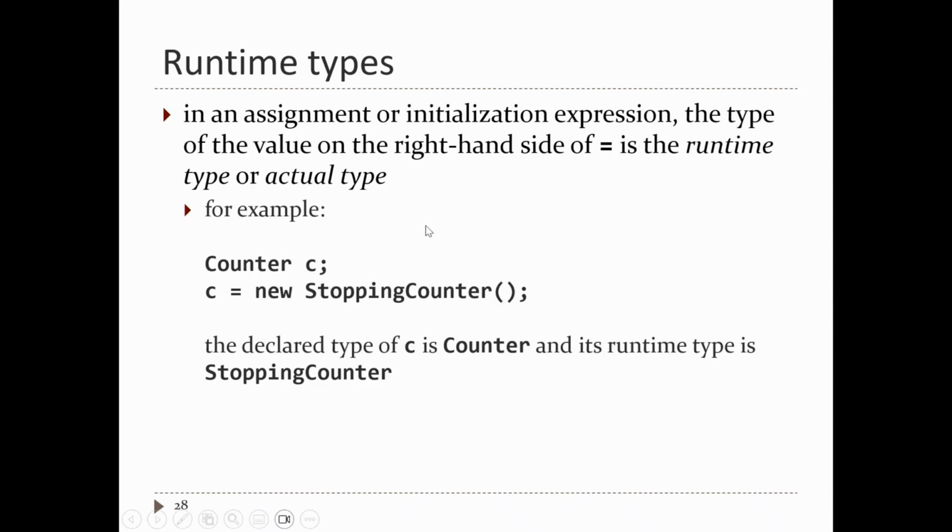Okay, now when you write C equals something, the something on the right-hand side determines the runtime type, or the actual type, of the object that is referred to by the variable. So declared type is counter. Runtime or actual type is throwing counter. So the thing on the left-hand side is the declared type. The thing on the right-hand side of the equal sign, the assignment operator, is the runtime type or actual type. So the runtime type is throwing counter.